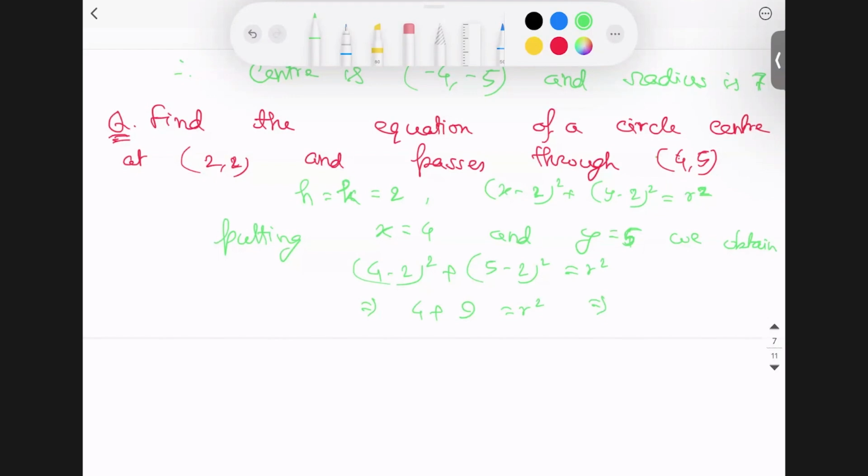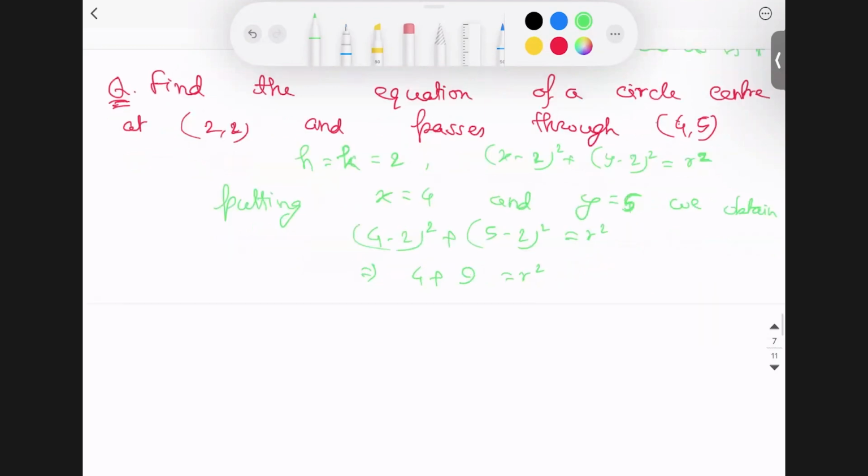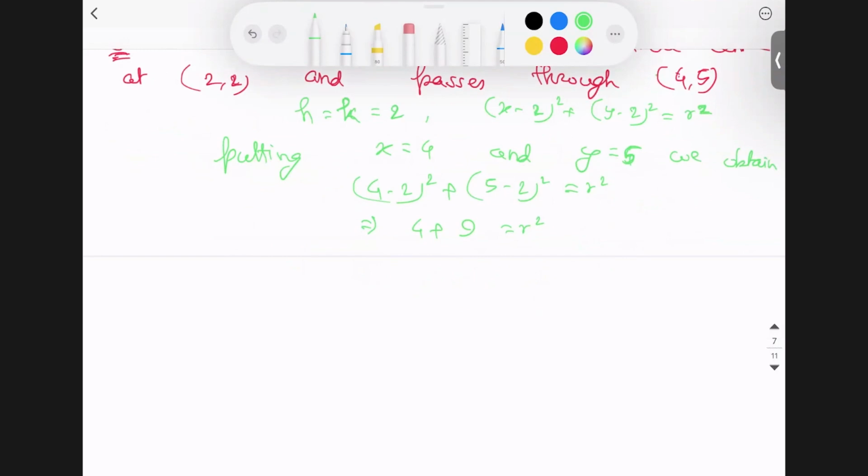This will give us r equals root 13. So we just need here r square, so we don't need to worry about the square root term. So we can directly write r square equals 13. So the equation of the circle will be (x minus 2) whole square plus (y minus 2) whole square is equal to 13. This will be the equation of the circle.